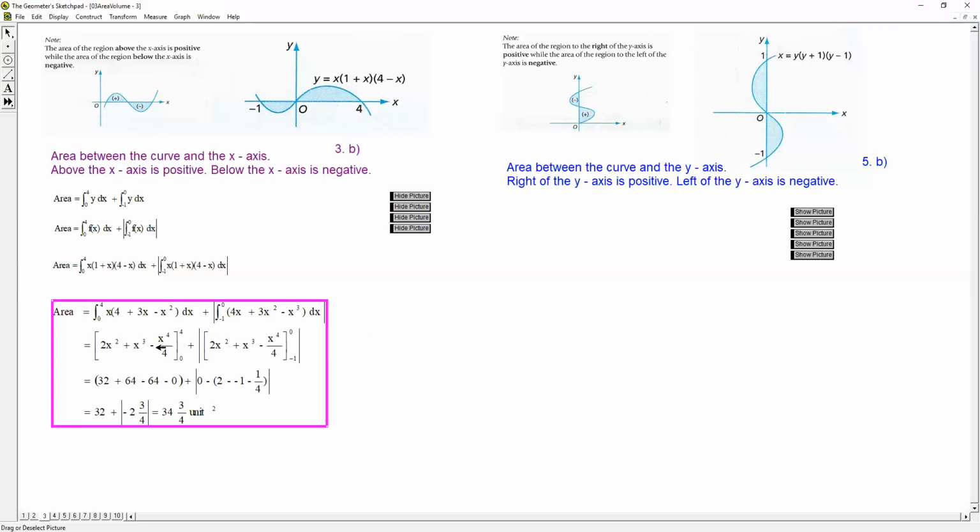Okay, so integrate, then you substitute the numbers inside, you will get 32. You integrate, then you substitute the numbers inside, you will get -2 and 3/4. So this -2 and 3/4, you change it to a positive number, and you add to 32, it becomes 34 and 3/4. Okay, so far, I give you some time to think over first.